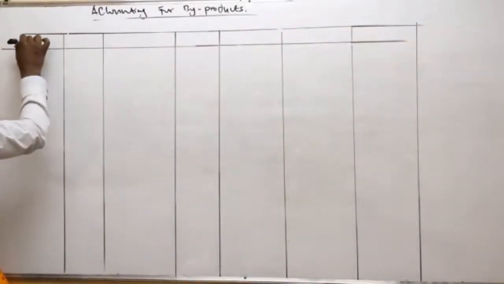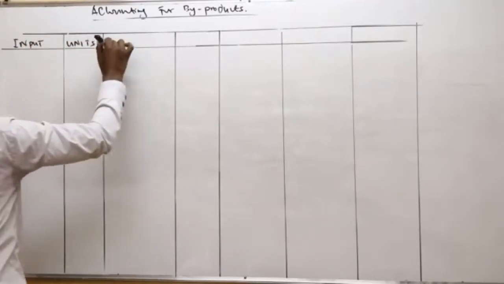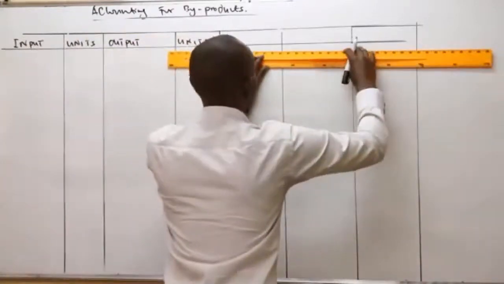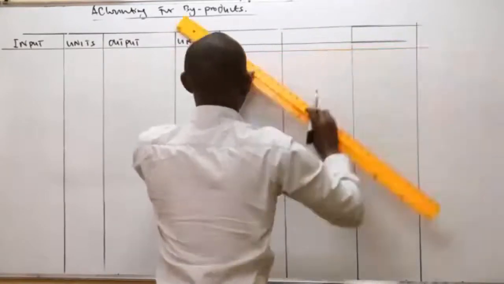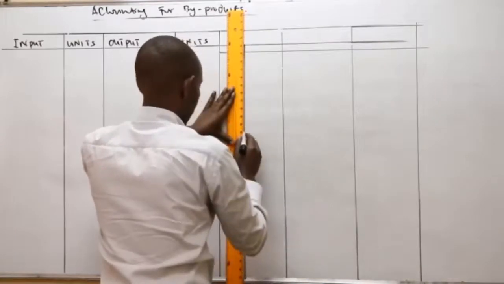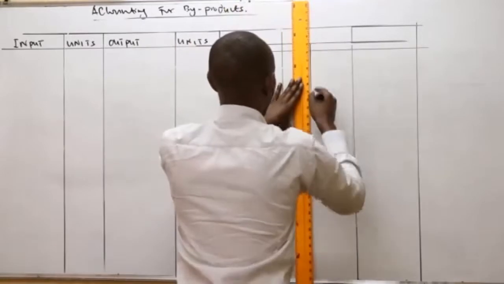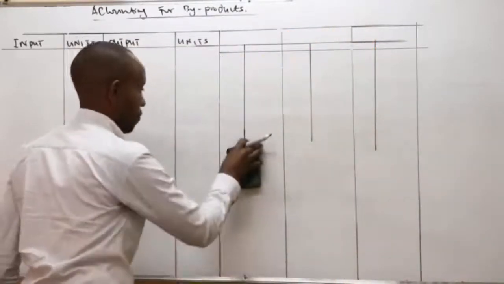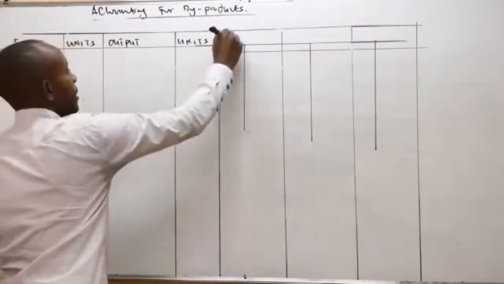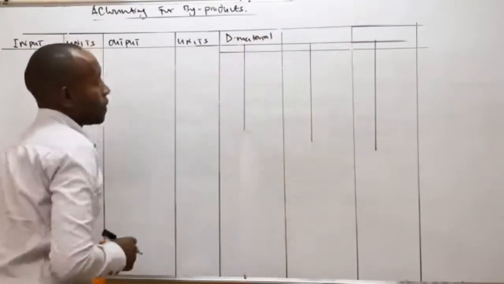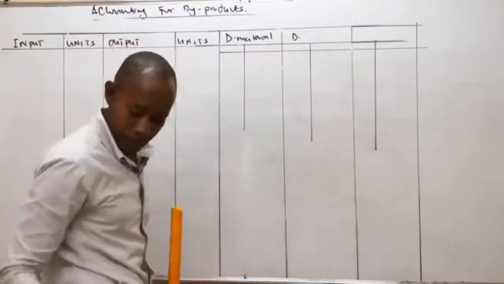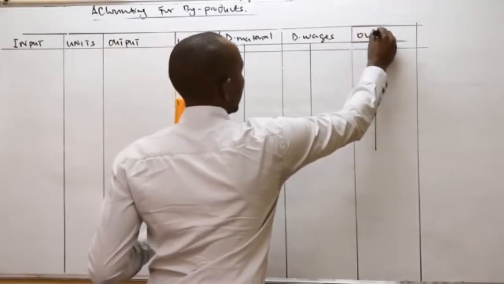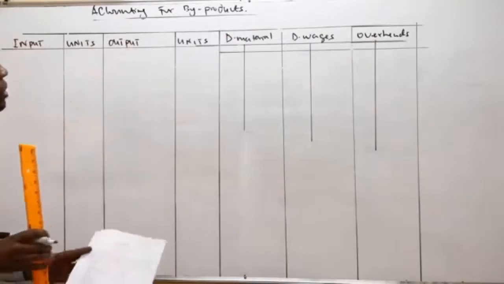So this will be inputs. Then I show the units. Then I have outputs, then I have the units. I divide this one further, like that. So this will be the direct material. This one will be the direct labor or the direct wages. And then this one will be the overheads.